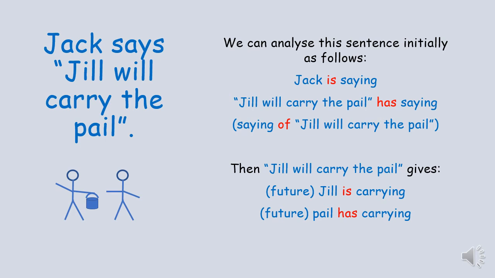We can only go so far in analysing a sentence of this type. We can analyse the sentence initially as follows. Jack is saying, corresponding to Jack says, and Jill will carry the pail has saying, also expressible as the saying of Jill will carry the pail. Then we can analyse Jill will carry the pail in the usual way to give in the future Jill is carrying and in the future pail has carrying.